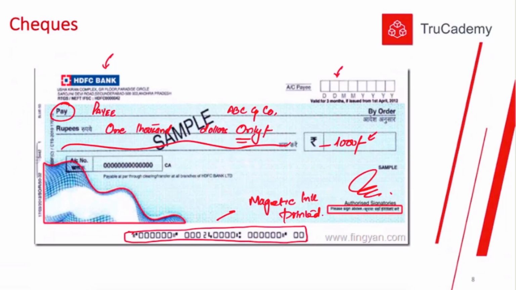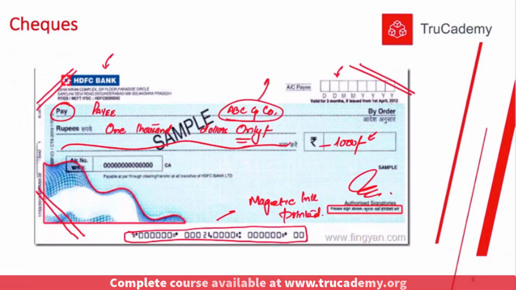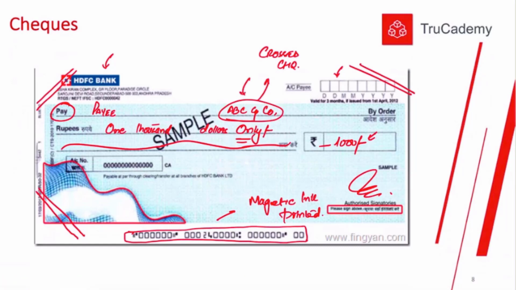Now see here, if I write here ABC and Co, and then I draw double lines at any corner, for example, I can draw double lines here, double line here, or any one corner. If I draw these double lines and I write a name in the payee, what does it mean? This is a cross check. Now the bank will only give cash to this ABC Co, and they will not give cash when ABC company takes this check to the bank.